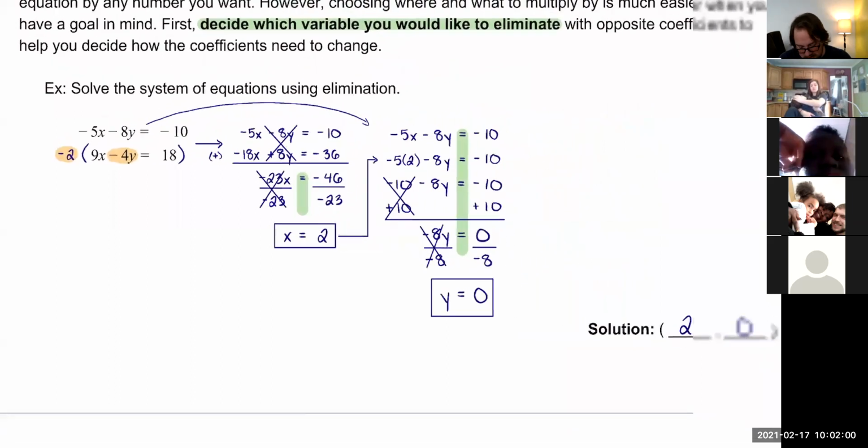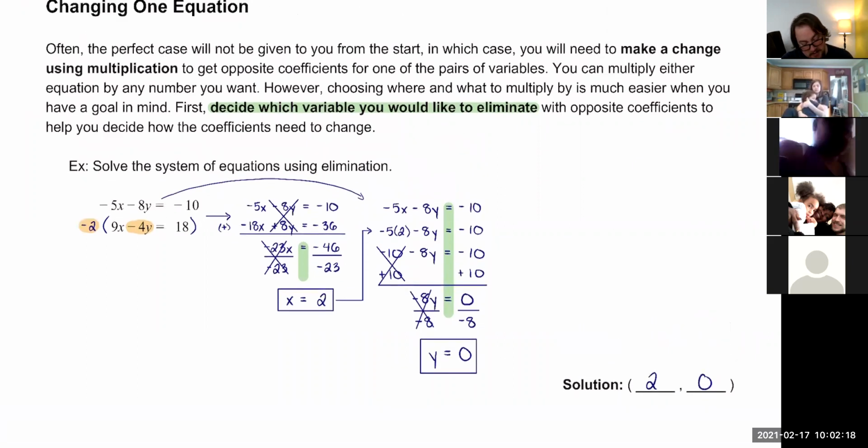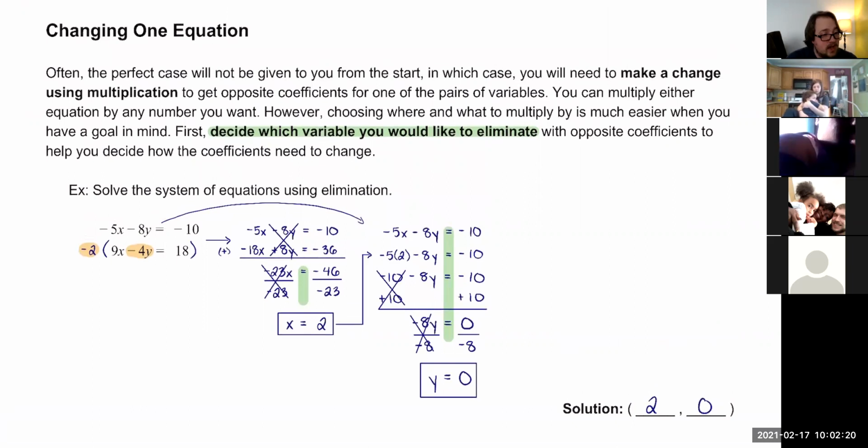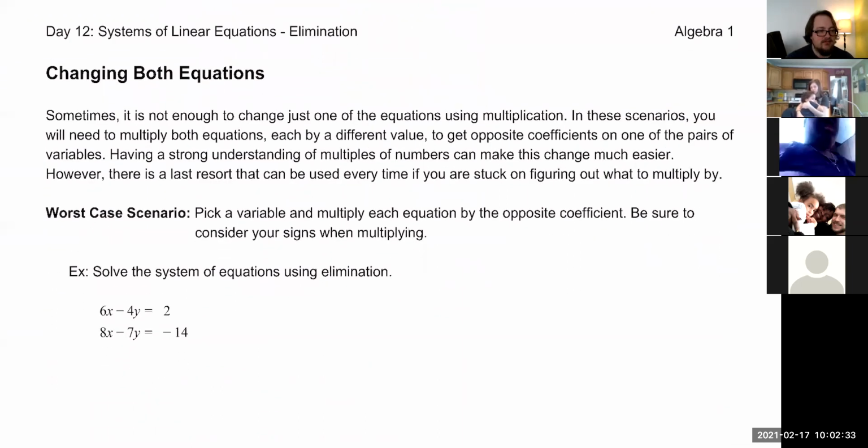But for this one, with a little bit of work and only having to change one of the two equations, we found out that these two lines, if we were to graph them, intersect exactly at the point 2, 0, which if you think about it, would be on the x-axis. But yeah, this was still fairly convenient. We got away with changing only one of the equations because one of the coefficients went into the other very nicely. But of course, not everything works out exactly like we want every single time.